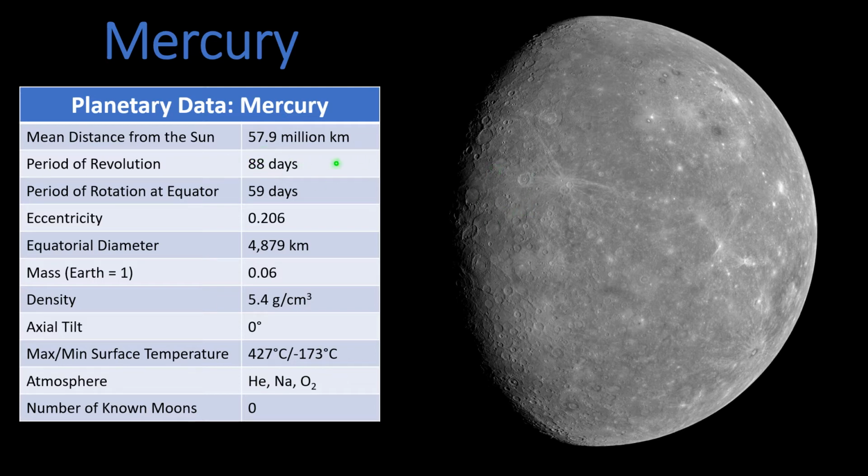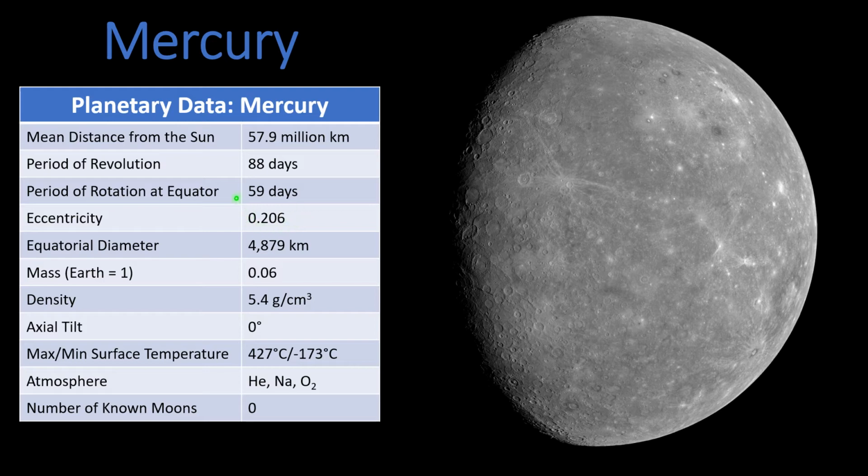It takes 88 days to make an orbit around the sun. So if you think about Earth, it takes a full year. It takes 88 days to go around the sun on Mercury, so it's much quicker. And it takes 59 days just to make one rotation on its axis. Remember, on Earth, that only takes 24 hours. So it would take 59 days to go through a cycle of day and night, while it would only take 88 days to go through summer, winter, fall, spring, which is very different. Eccentricity is something we're going to talk about later.